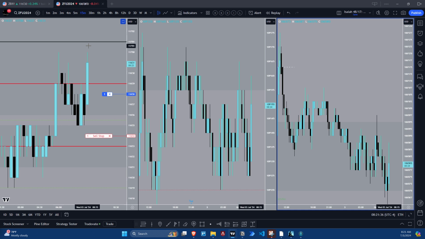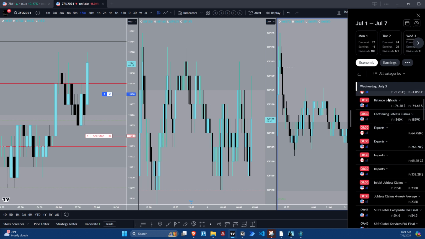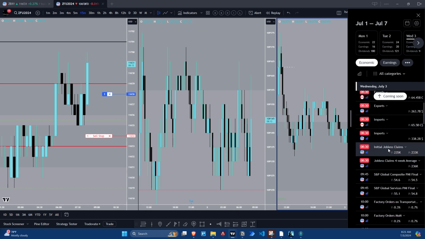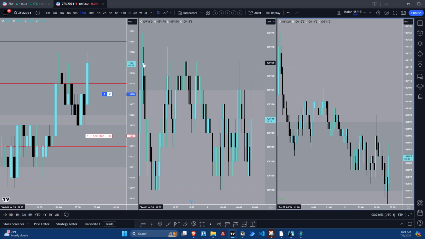8 minutes until the 8:30 news event, which is a jobs claim. It's not the biggest jobs claim news event, but markets are really that initial jobless claim, import exports, and then there's a high impact balance of trade as well. So we're gonna see some movement at 8:30 for sure.